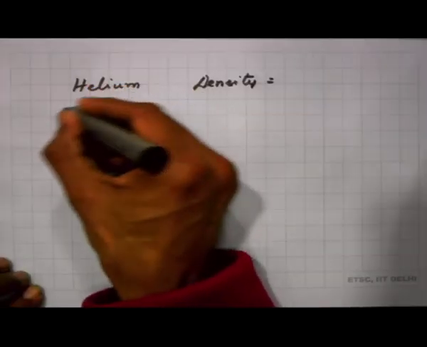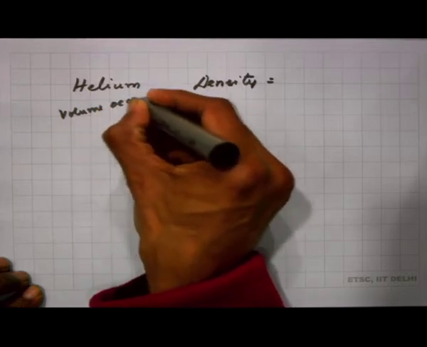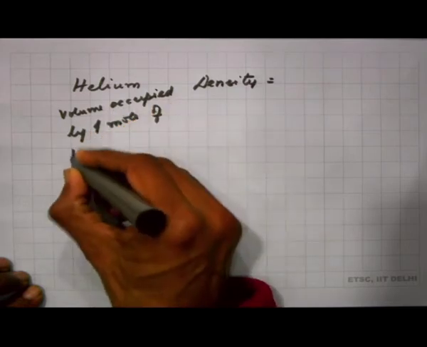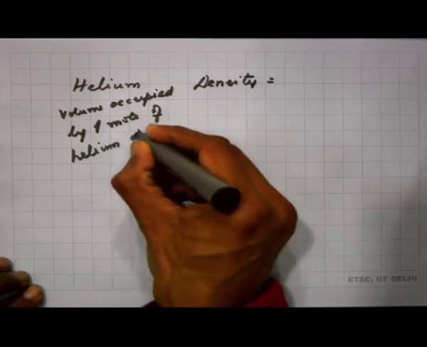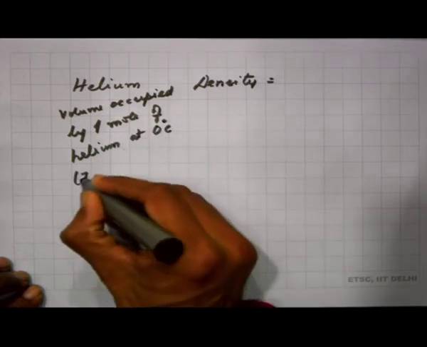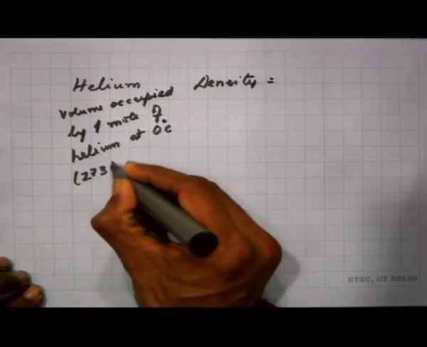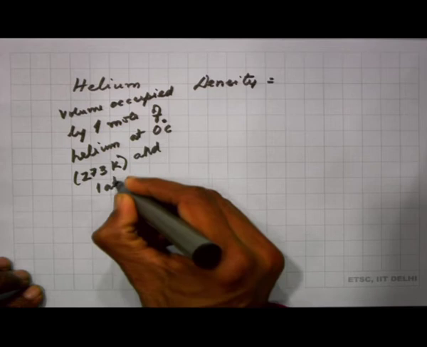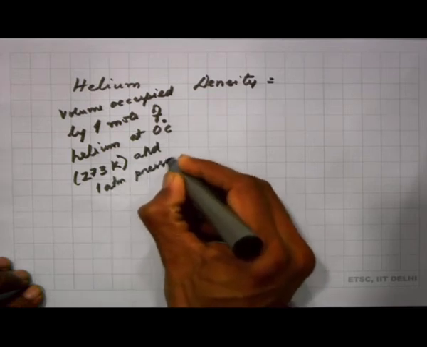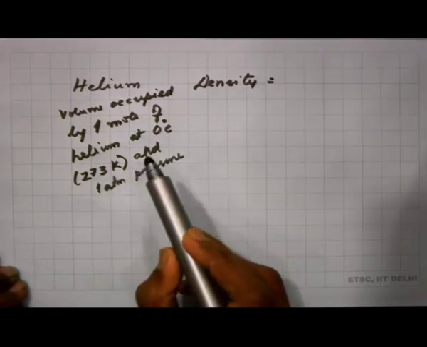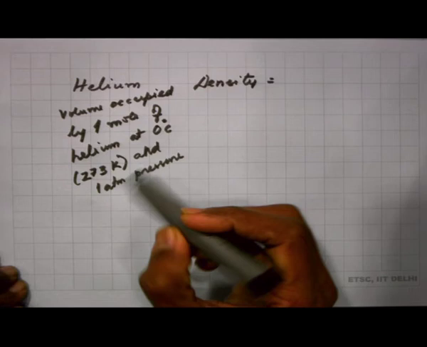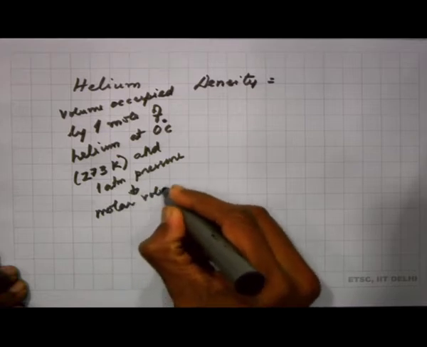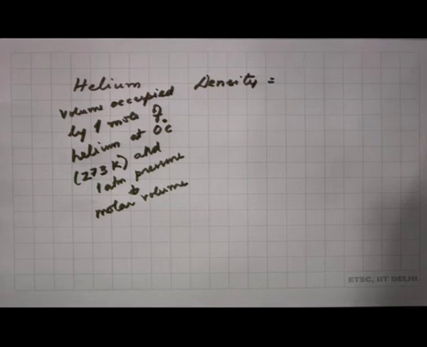So, the volume occupied by 1 mole of helium at 0 Celsius, that is 273.15. Very often people drop the 15 and say 273 Kelvin and 1 atm pressure. And this has a particular name, because it is the volume occupied by 1 mole of this, this is called the molar volume. And how do we determine the molar volume?